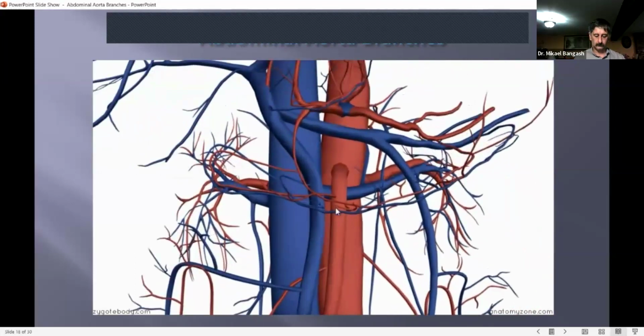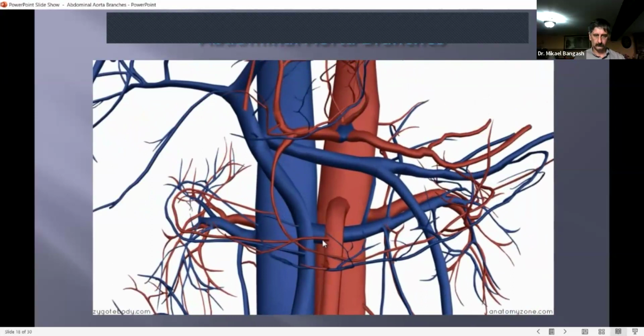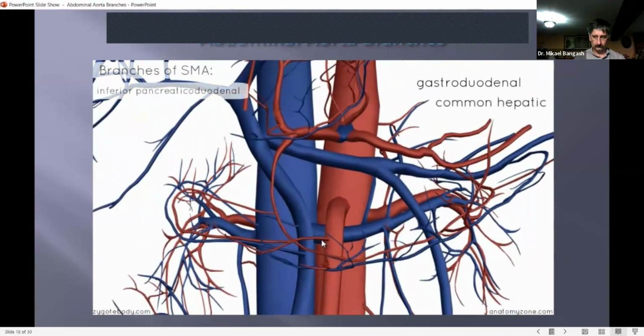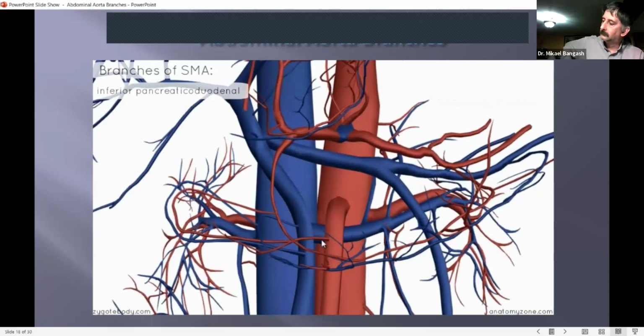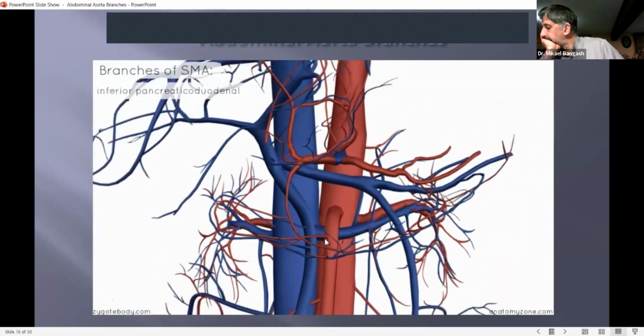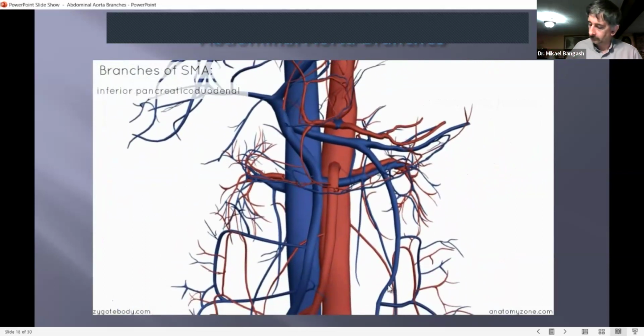The first branch that comes off the superior mesenteric artery is the inferior pancreaticoduodenal artery, and this anastomoses with a branch of the gastroduodenal artery, which comes off the common hepatic artery of the celiac axis. If you watch the tutorial on the celiac axis, then you'll see how these arteries anastomose. So the inferior pancreaticoduodenal artery is the first artery that branches off the superior mesenteric artery. What I'm going to do now is switch over to a diagram and show you the rest of the branches of the superior mesenteric artery.